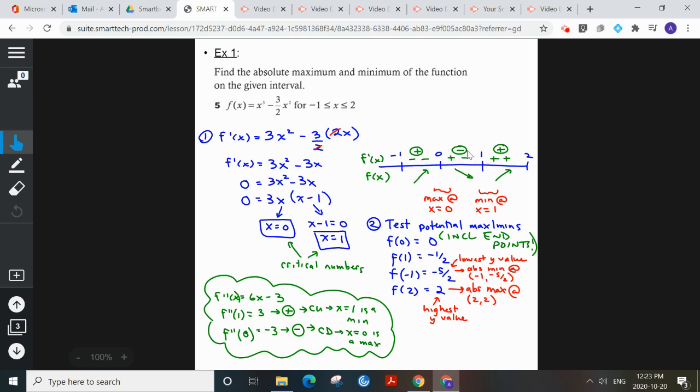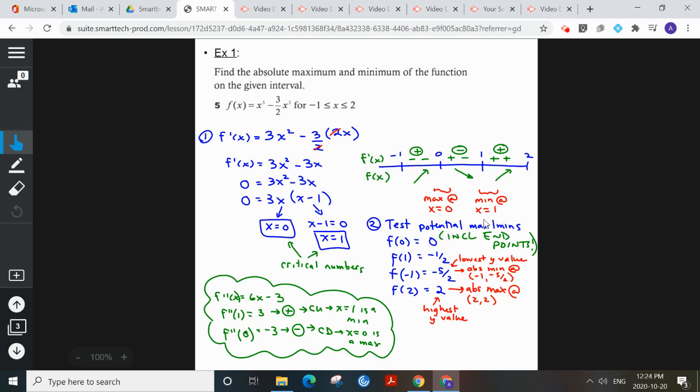Between 0 and 1, I could pick a number like 0.5. This would be positive, but this would be negative, which would give me an overall negative result, indicating that my function is decreasing at that point. And finally, if I pick a number between 1 and 2, say 1.5, this value would be positive, this value would be positive. We'd have an overall positive result, indicating that my function is increasing on that interval. If I'm going from increasing to decreasing, it suggests that we have a maximum when x equals 0. And if I'm going from decreasing to increasing, it suggests that there's a minimum when x equals 1.